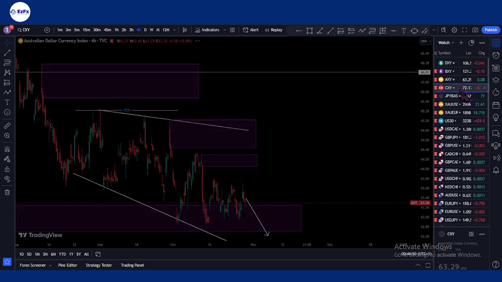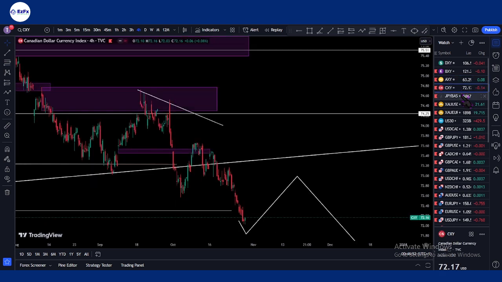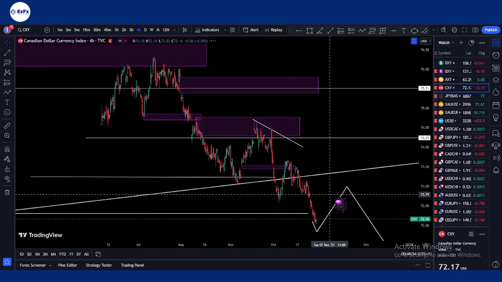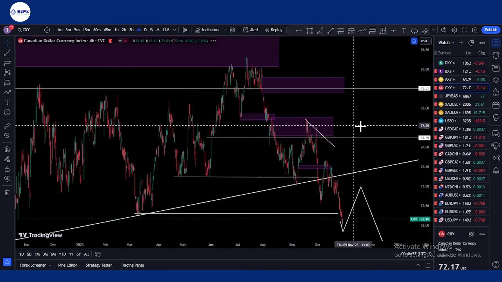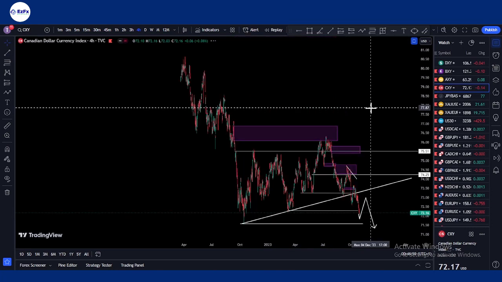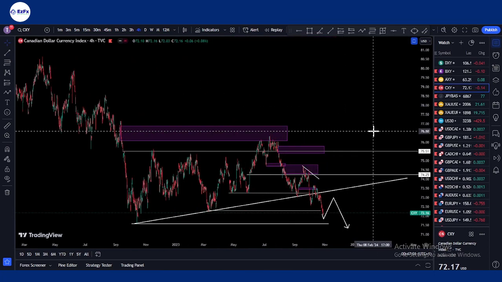Quickly, let's look at CXY also together, which is the Canadian dollar currency index. All right, and this is on the 4-hour time frame. Sorry, please let me get that. All right, yes, wonderful. So this is on the 4-hour time frame.